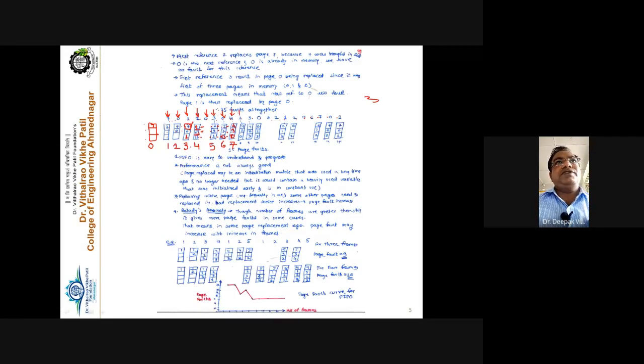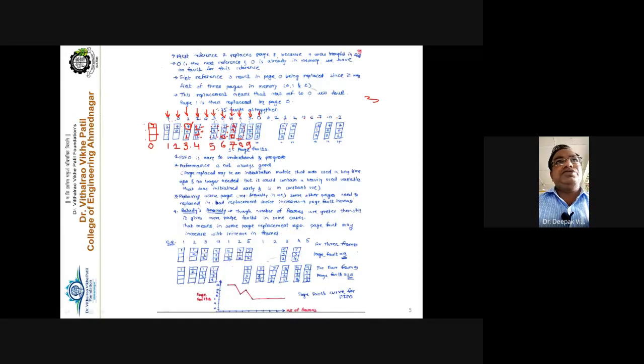Then the reference is made to 2. Out of 4, 3, 0, which is the oldest one? 3 is the oldest one. So 4, 2, 0, and page fault 8 is satisfied. The next reference is 3. 3 is not present in 4, 2, 0. So page fault number 9 occurs here, and which is the oldest one between 4, 2, 0? 0 is the oldest one, so replace 0 by 3. So this becomes 4, 2, 3.